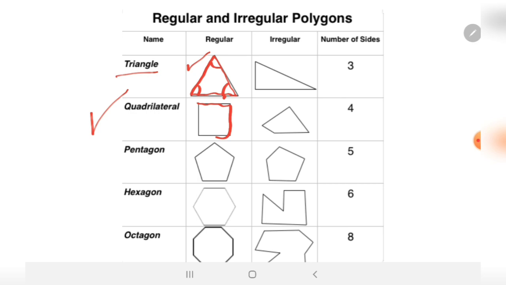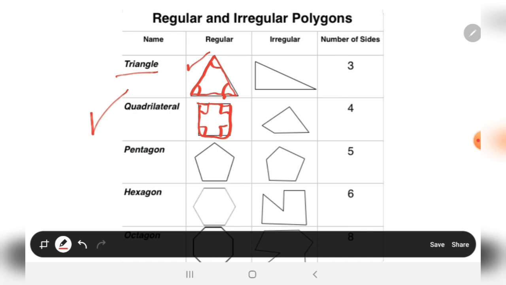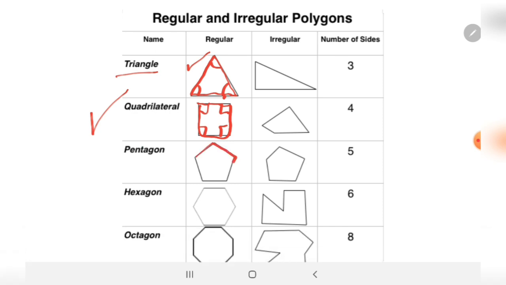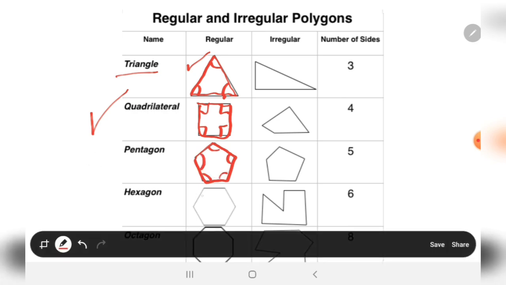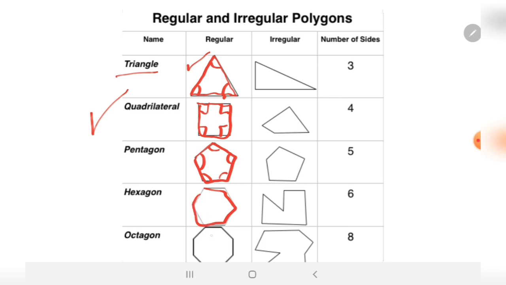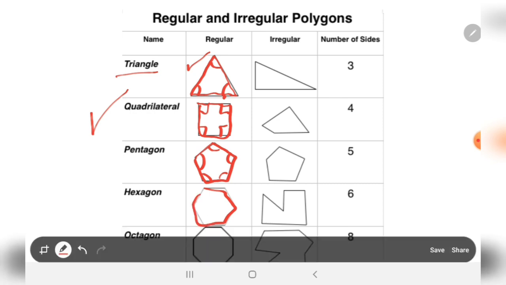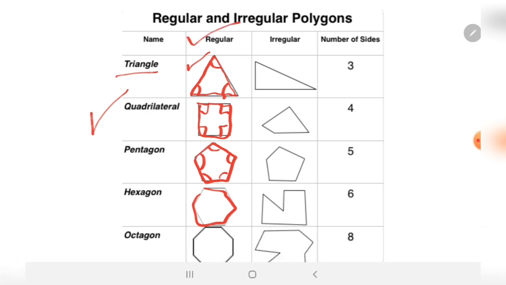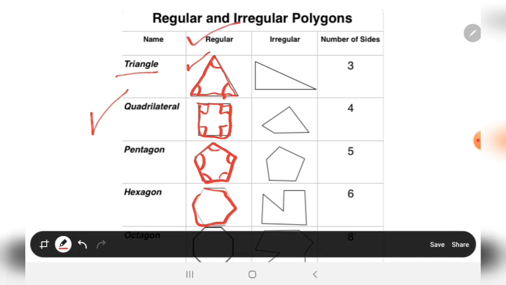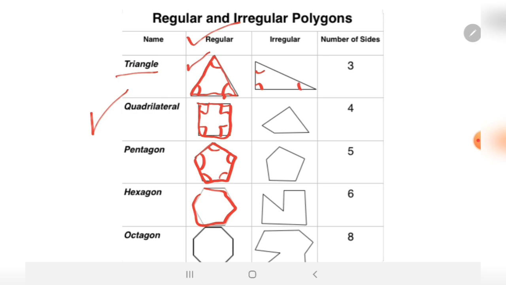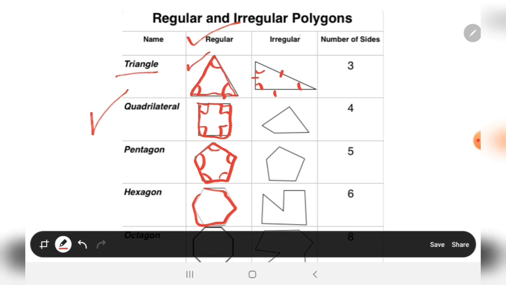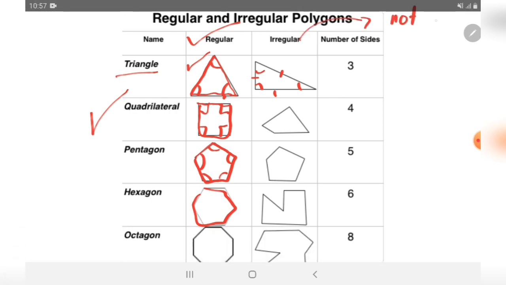In the quadrilateral, we have the square, where the sides are all equal and the angles are all equal. And in the pentagon, we have 5 sides that are all equal and 5 angles that are all equal. And then in the hexagon, the same, and octagon, the same. The sides and the angles are equal here. How about in irregular polygons? It means that the angles are not equal and the sides are not all equal.